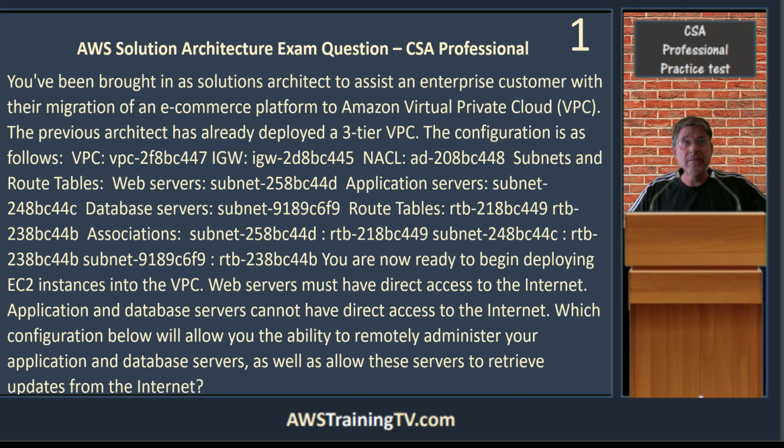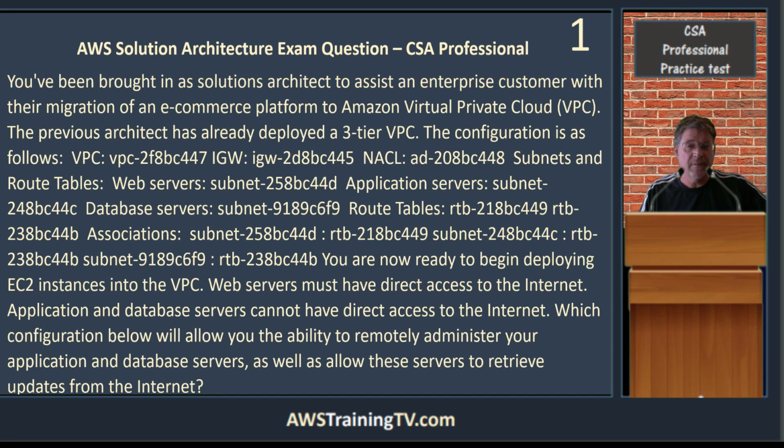You've been brought in as a solutions architect to assist an enterprise customer with their migration of an e-commerce platform to a VPC, virtual private cloud. The previous architecture has already been deployed in a 3-tier VPC. The configuration is as follows. VPC with an ID of VPC 2F8BC447.